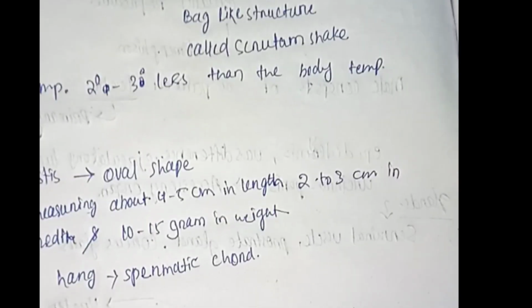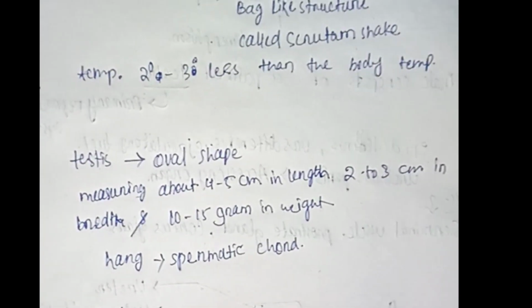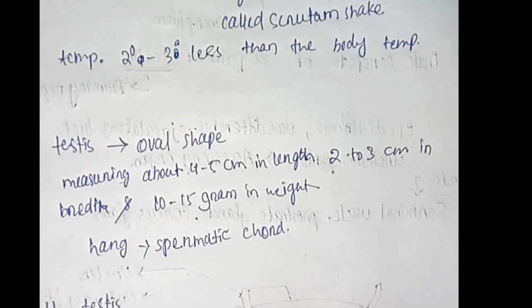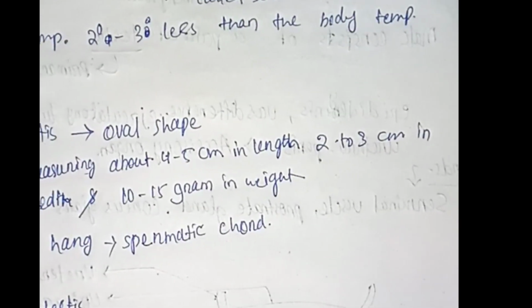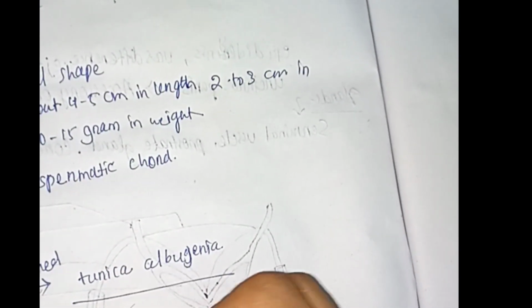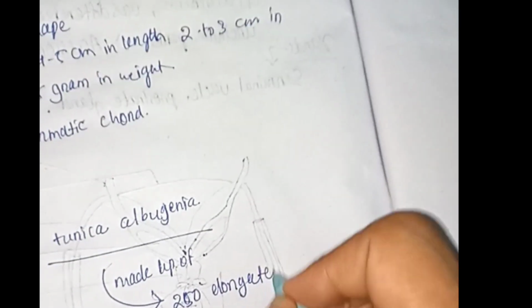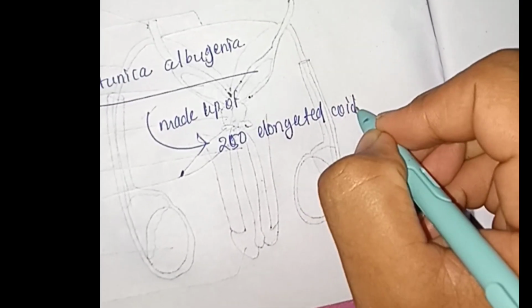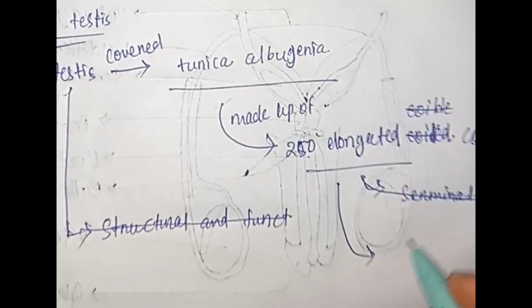Testis is covered by tunica albuginea, which is made up of 250 elongated coiled tubules called seminiferous tubules.